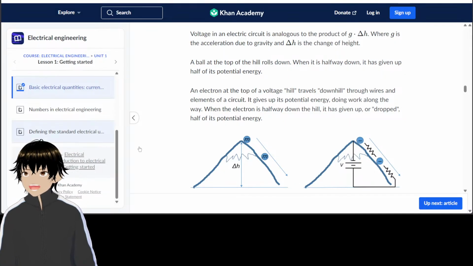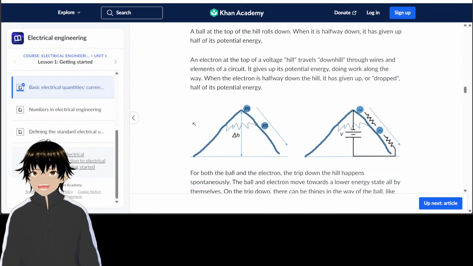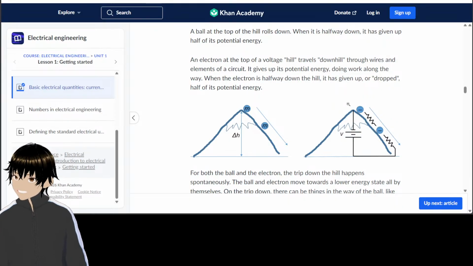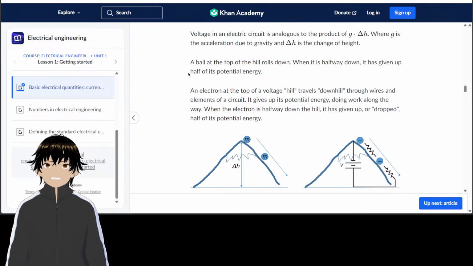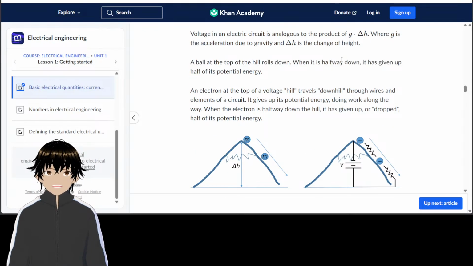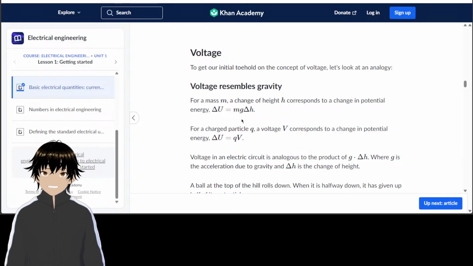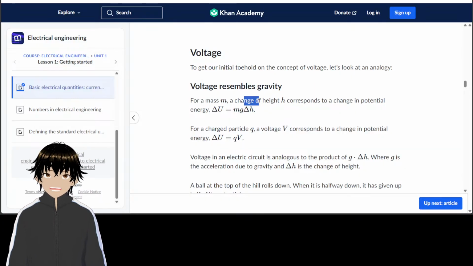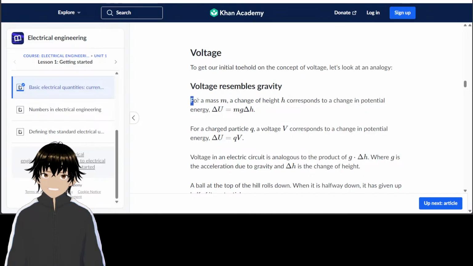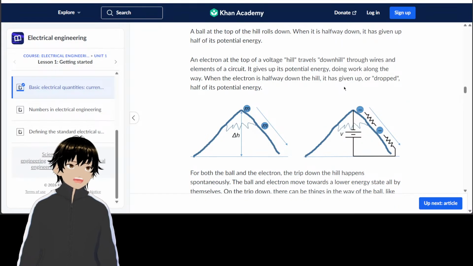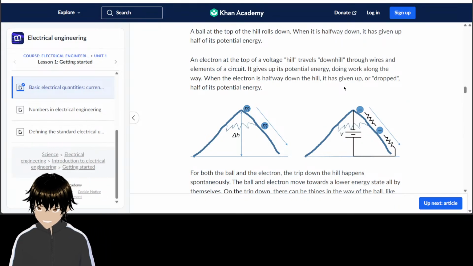This is actually the same analogy that I extracted from Khan Academy. It's the same one, the mountain. A ball at the top of the hill rolls down. When it is halfway down, it has given up half of its potential energy. So voltage resembles gravity. For mass m, a change of height corresponds to a change in potential energy. So first, let's try to clearly define what this potential is.